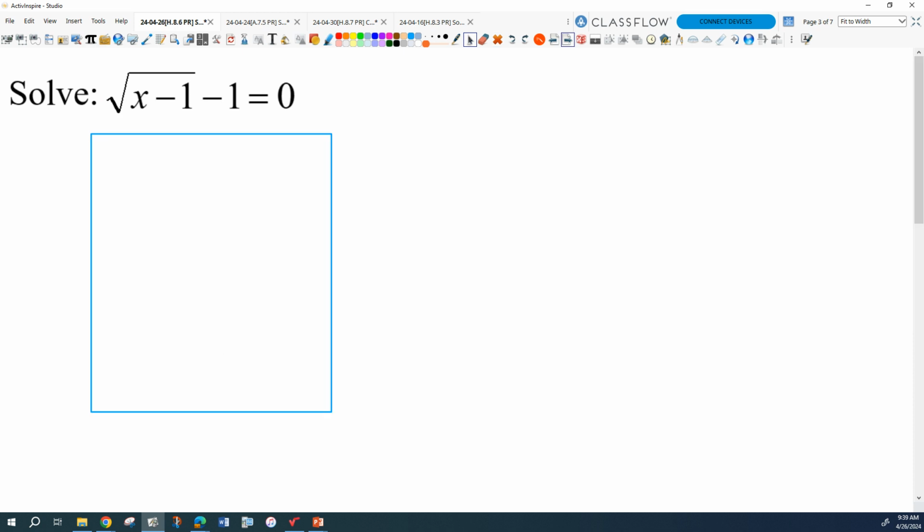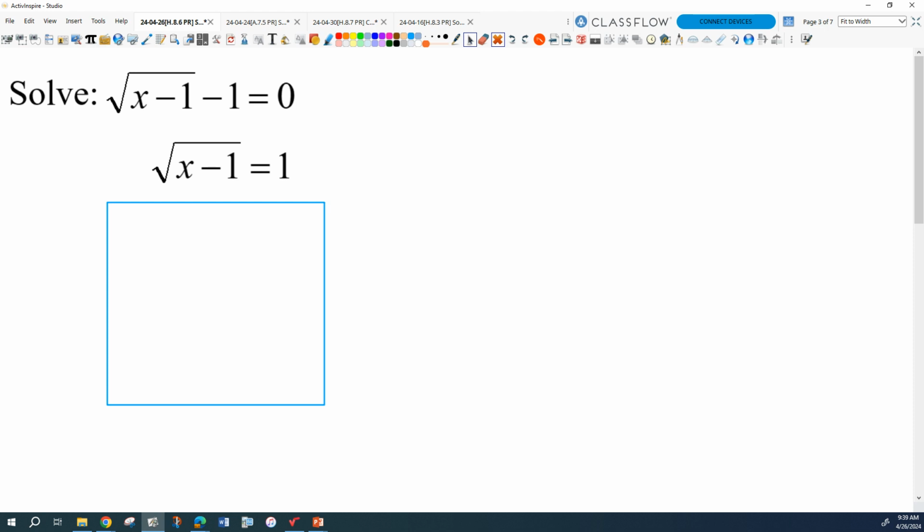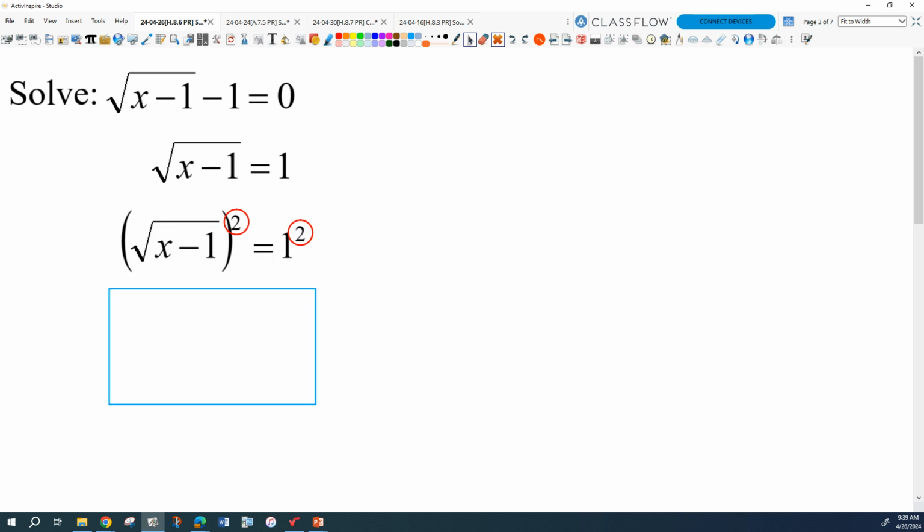What about one like this? What would I do first? Good. I have to isolate the radical by adding 1 to both sides. Now what? Square both sides. We have to remember at this point, we've raised both sides to a power, so that means we could have extraneous solutions. We're going to have to check.